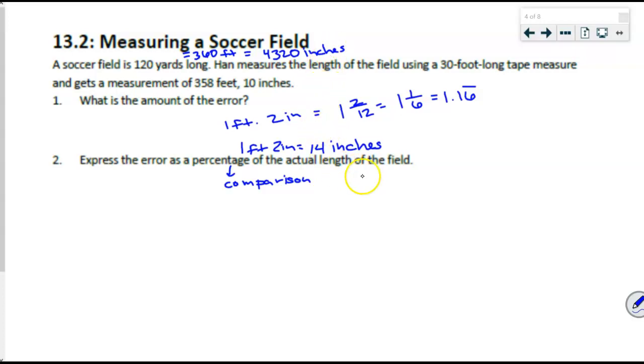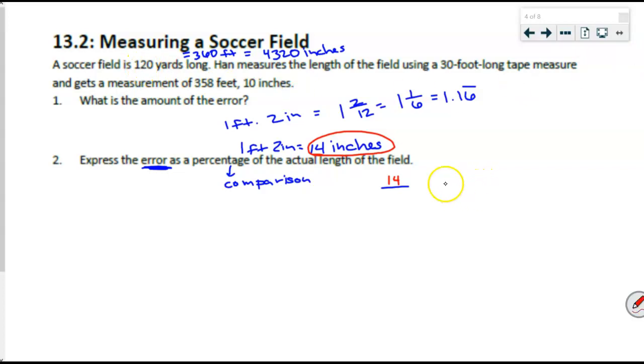Yes, only what we want is we want the error. So instead of doing that subtraction that you mentioned in the beginning, we're just going to focus on the error. How far off was he? He was off by 14 inches. So I don't need to subtract it from the actual. I'm just taking this, which is that 14 inches, and I'm comparing it to what we know for sure is the accurate measurement. Would it make sense to compare it to 120 yards?